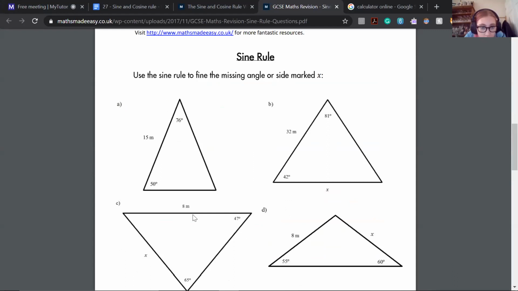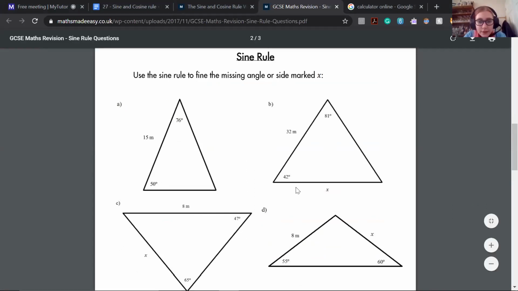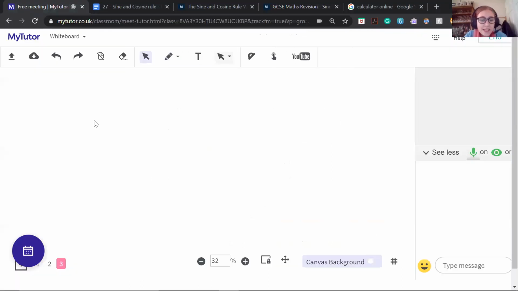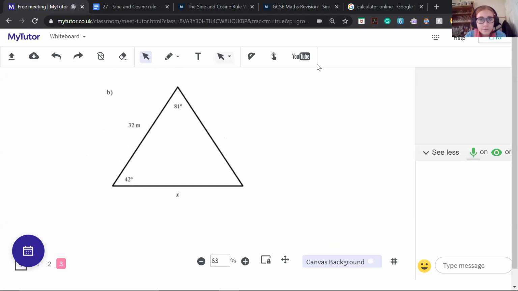Oh yeah, that doesn't actually have one. So let's do this one here. The reason for this is because there's a tiny little extra step before we actually get into the sine rule.